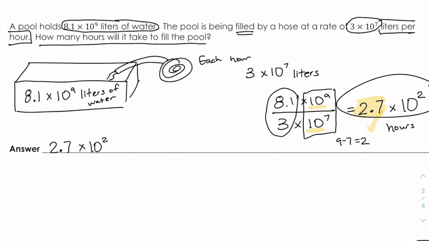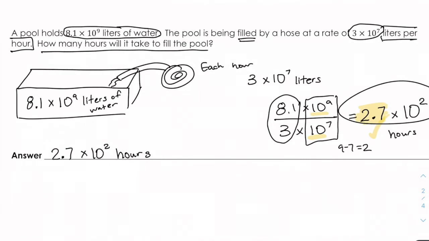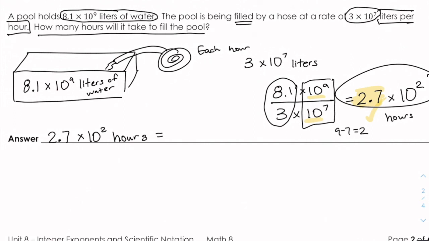And if I wanted to, I could write my number in standard notation, right? Because this question doesn't say, please write your answer in scientific notation the way the last one did. So for this one, I have to move the decimal over 2 places. I could say that this is 270 hours. It takes 270 hours to fill up this pool. Wow, that is a long time and a big pool.